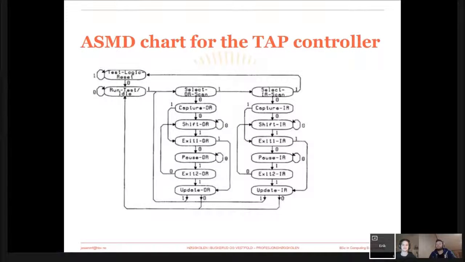This is the ASMD chart for the tap controller. Here we have an IR branch and a DR branch. In the IR branch, we can shift in instructions, and in the DR branch, we can shift in bits to the BS cell or boundary scan cell so we can test them.